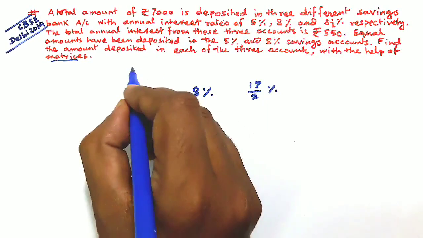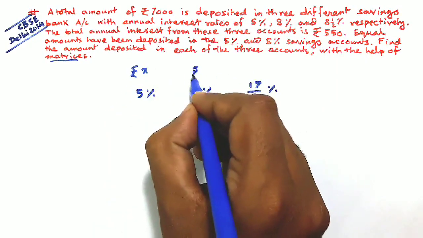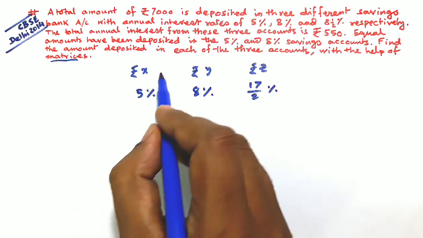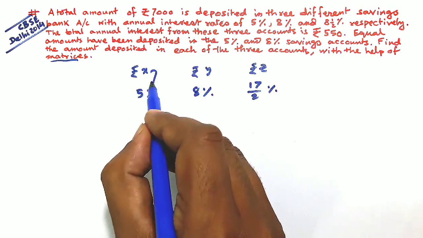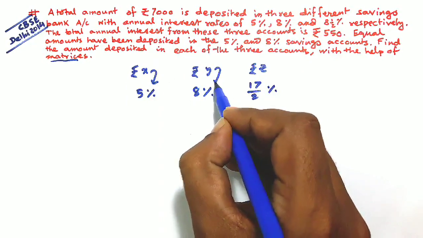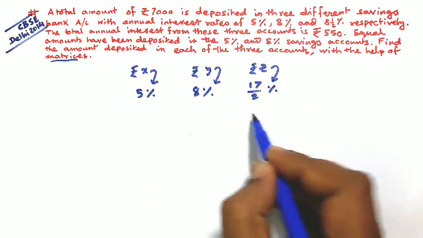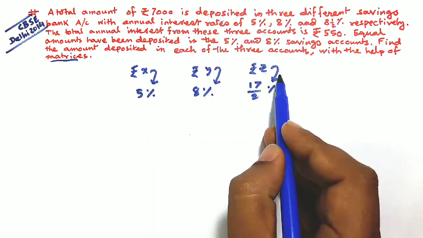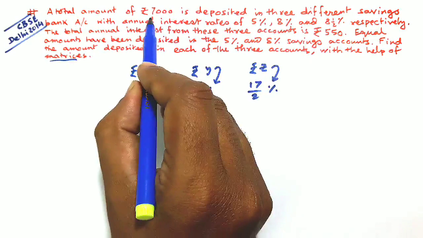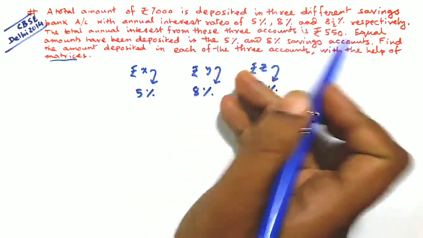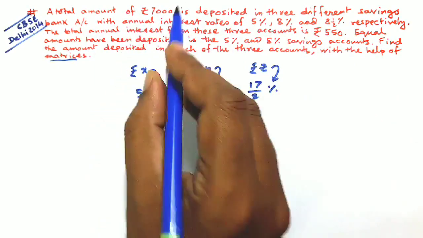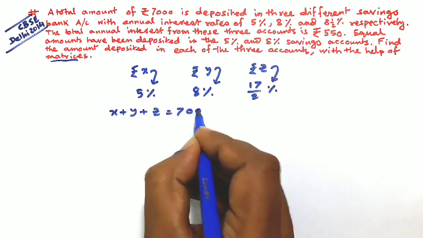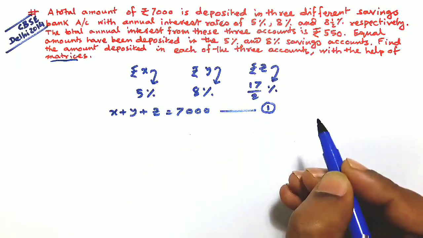So let us consider that rupees x, rupees y and rupees z be invested in savings accounts at the rate of 5%, at the rate of 8% and at the rate of 17/2% respectively. So friends, these are the amounts invested, and the total amount deposited in the 3 savings banks is rupees 7,000. That means we can write x plus y plus z is equal to 7,000. This is equation number 1, isn't it?